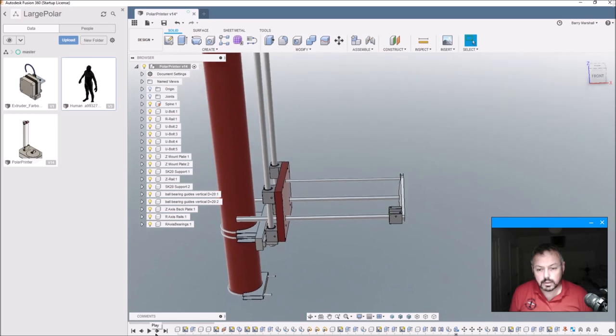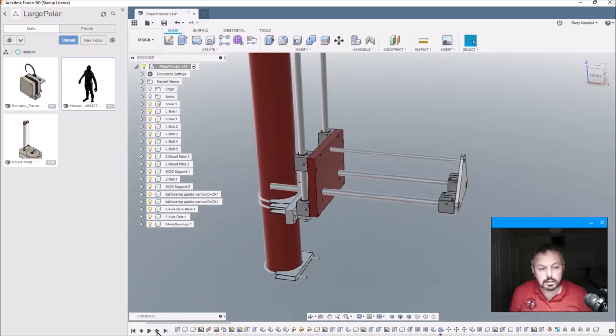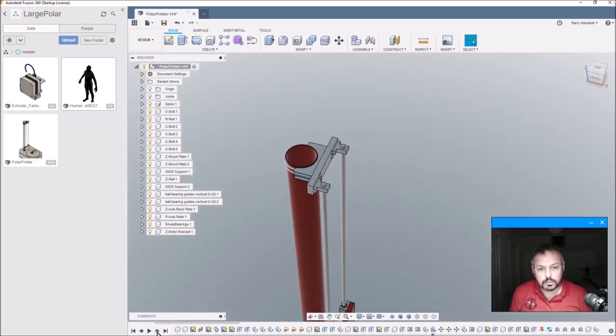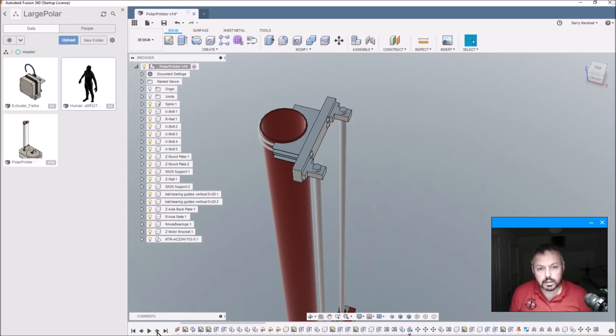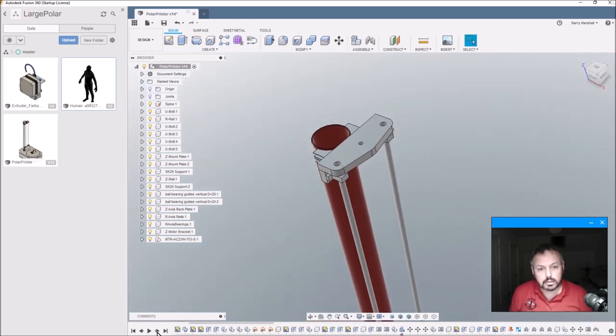Stop. Pressed the wrong button, sorry about that. So there's linear bearings coming in. Now we've got a Z motor bracket coming up here. So there you go, that's the Z motor bracket.